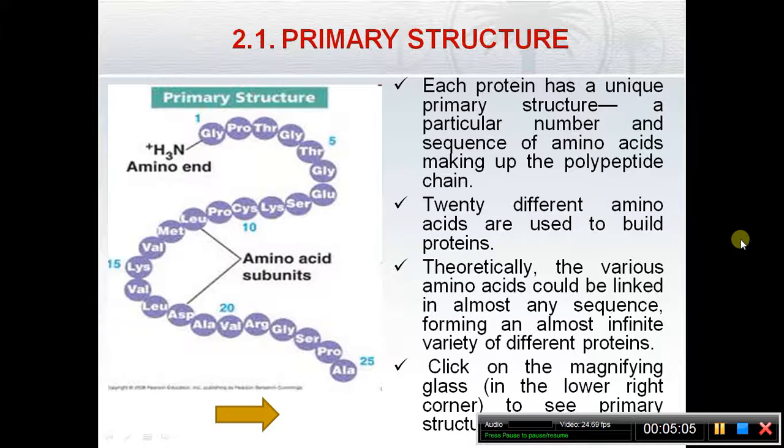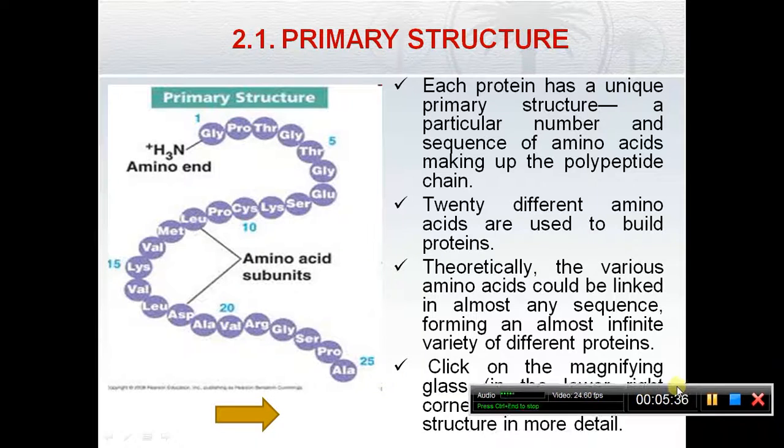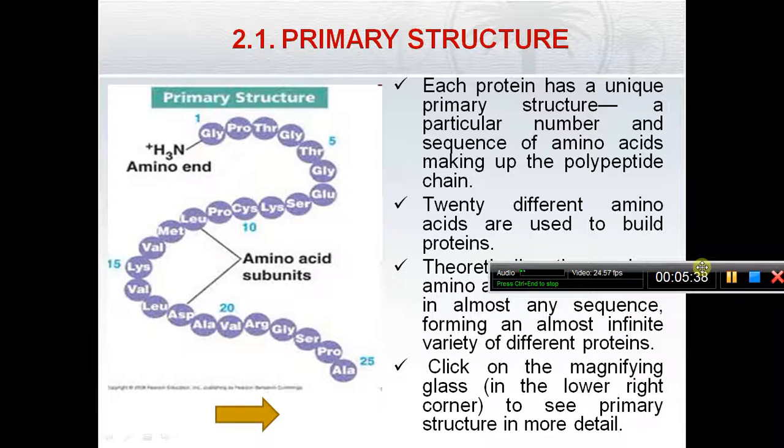2.1 Primary structure. A protein has a unique primary structure, a particular number and sequence of amino acids making up the polypeptide chain. 20 different amino acids are used to build proteins. Theoretically, the various amino acids could be linked in almost any sequence, forming an almost infinite variety of different proteins. Click on the magnifying glass in the lower right corner to see primary structure in more detail.